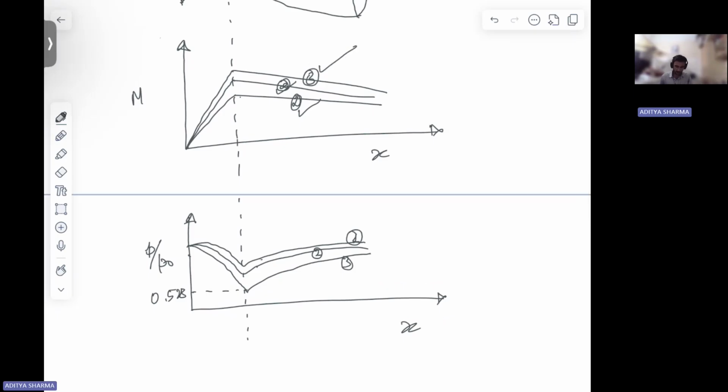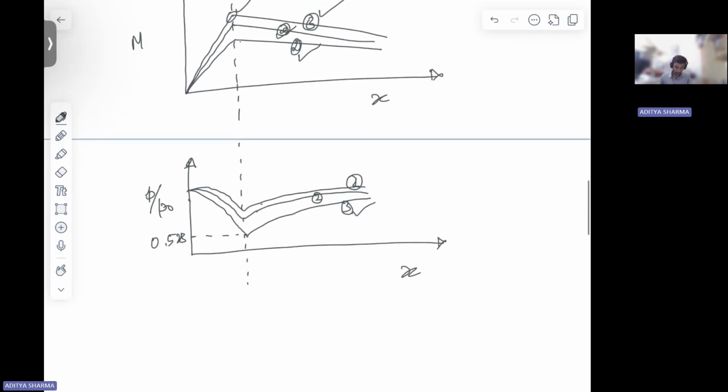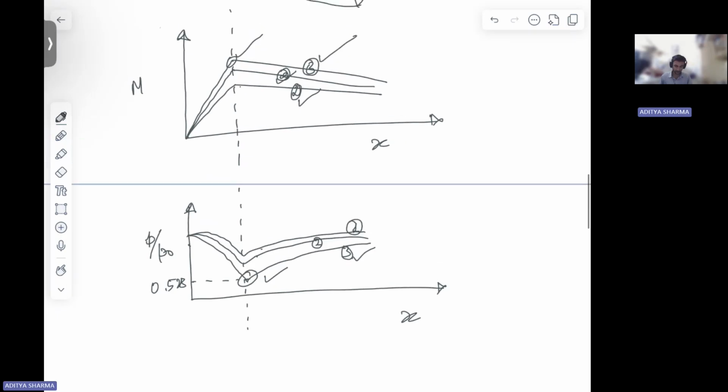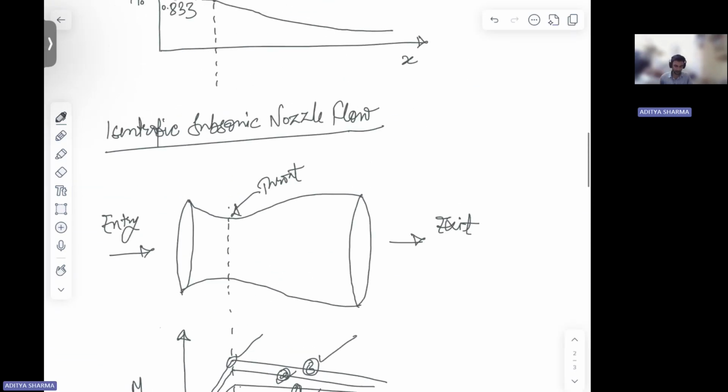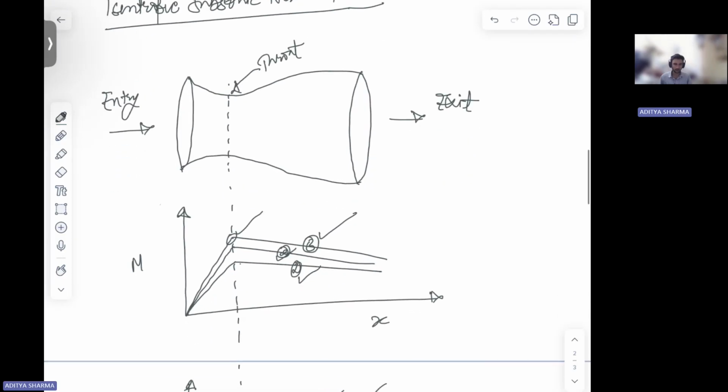If you see your third case, your Mach is higher at the throat with respect to 1 and 2. And the pressure is the lowest for the third. The Mach is the highest and the pressure is the lowest. So this is when your flow is choked. If your exit pressure is high, like in the case of first and second, then your flow is going to remain subsonic throughout, even at your throat. So this basically is your isentropic subsonic nozzle flow.